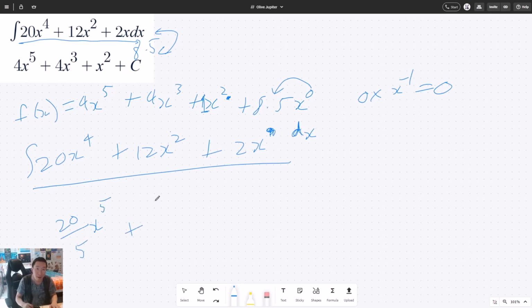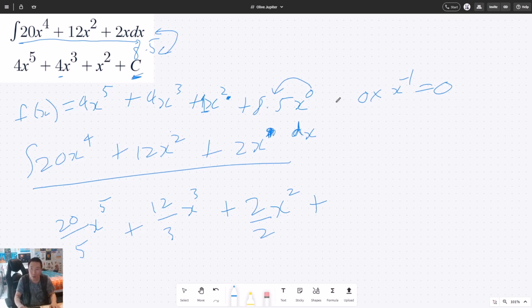The next one is 12 times x squared. 2 plus 1 is 3, and then 12 divided by 3 will be 4. So we have a 4 right there. And then the next one will be 2 times x, and technically we have a 1 here. We don't write it. So we're going to do 1 plus 1 equals 2, and then divide that by 2, and we add in the constant.